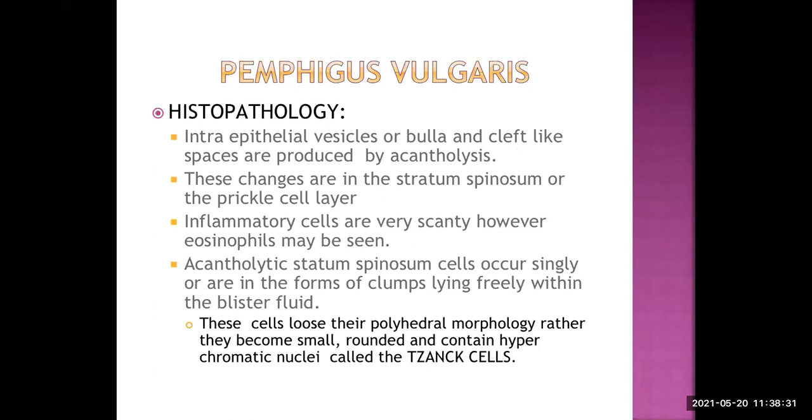Now, if we take a biopsy and send it for histopathological exam, let's talk about what we see there. There is formation of an intraepithelial vesicle or bulla, and there are cleft-like spaces produced by acantholysis. Acantholysis means destruction of desmosome, so the cells are separating from each other. These changes are mainly seen in the stratum spinosum, or the prickle cell layer. This is one of the layers present in the epidermis. So they are mainly seen there, and this is quite superficial.